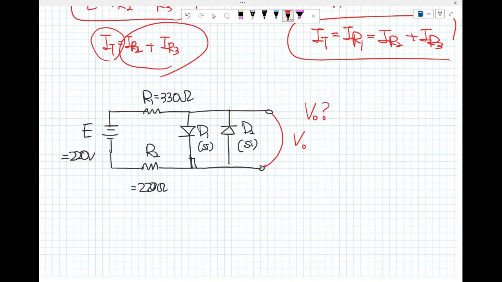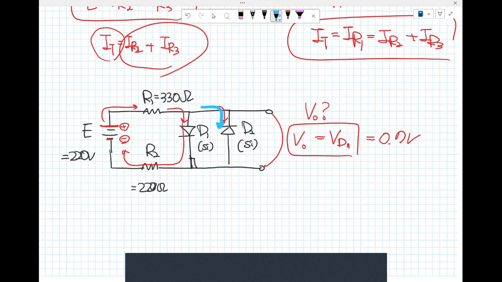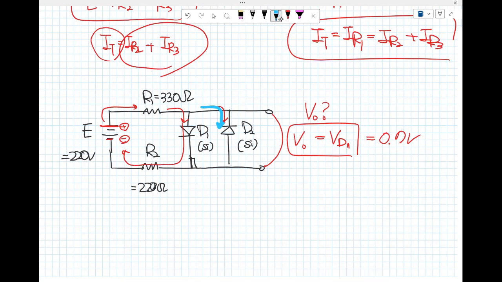V sub 0 is the V sub D sub 1. What is V sub D sub 1? This is the voltage drop of the first diode here, 0.7. Can you see that? I mean, the long bar is the plus and the small bar is the minus. So the current goes like this, okay? That was passing through. However, see that? Is it going through or not? No. Why? It's reverse. It was reverse bias.